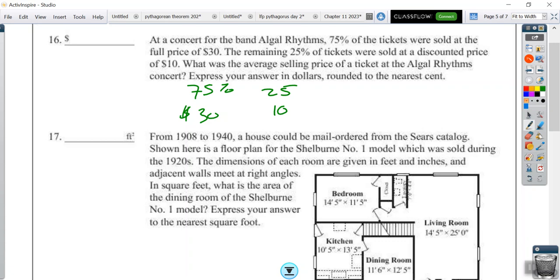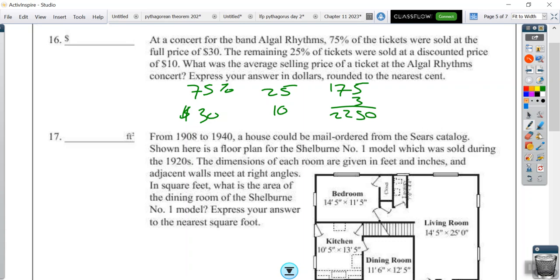So the easiest thing to do here is we don't know how many seats there are, and we don't care, quite frankly. Since we're looking at an average and percentages, we can make up the number of seats that we want. So let's pick something easy. 100. All right, so that means we had 75 tickets at $30. So multiply that by 3 and we get 5, carry the 1.